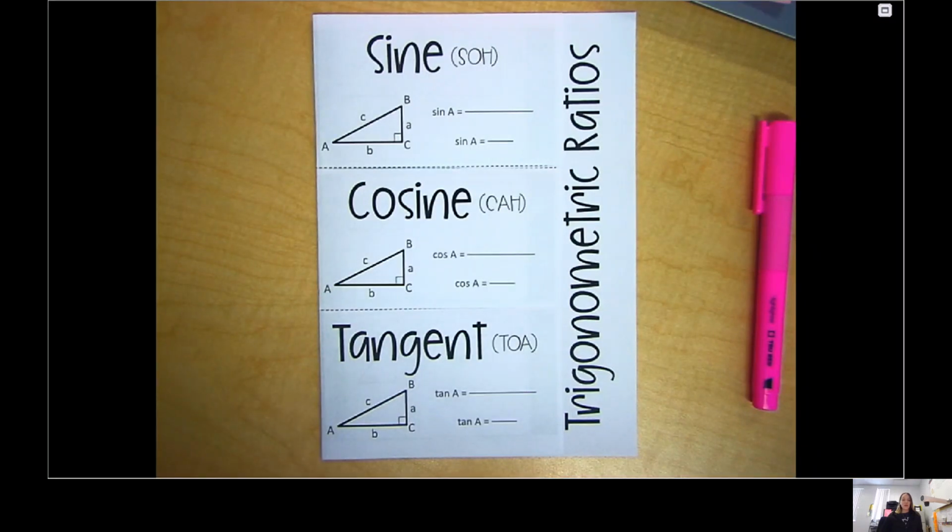Hi, my gems. Today we're going to talk about trigonometric ratios, and so I'm going to introduce what those are, what they look like, and how we use them in the real world here. So there's three different types of trig ratios that we're going to focus on today: sine, cosine, and tangent.